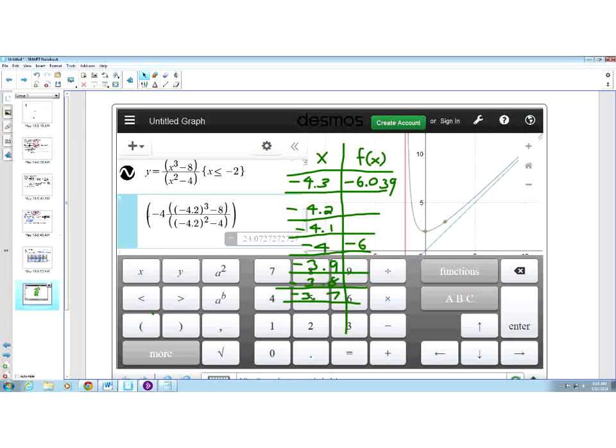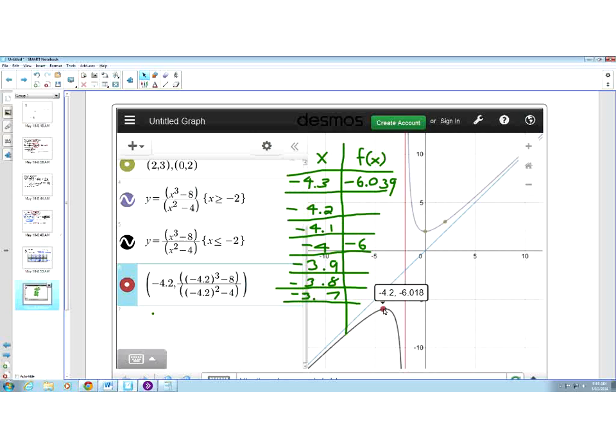That'll be the red dot. And the coordinates are negative 6.018, right? So we can write, oh, there it is. Okay, so let me fill in the table. Negative 6.018. See how that works? All right, so let's do the next one, which is negative 4.1.